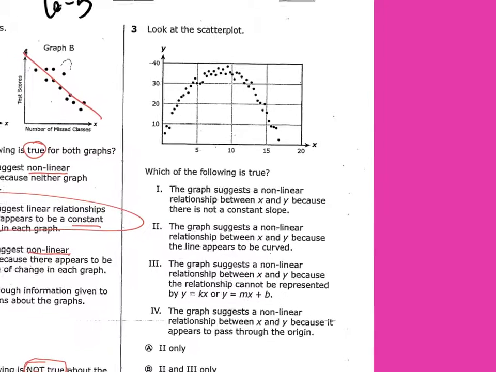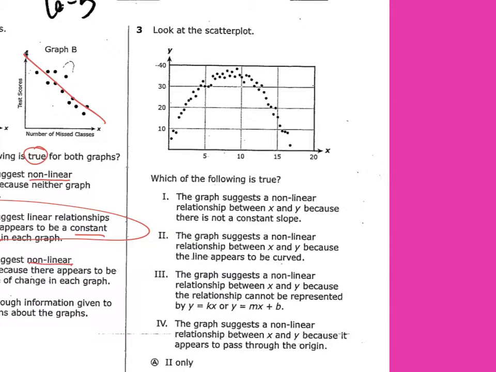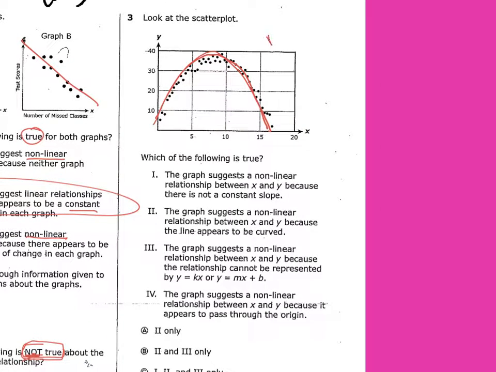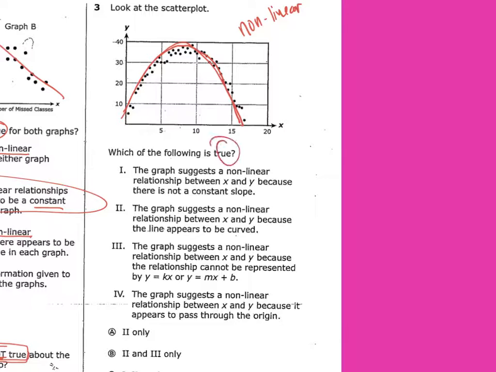Then number 3, look at the scatter plot. Which of the following is true? Okay, so the first thing I need to look at is the graph. So it's not going to be linear, and that's only because it curves. Like my points go up, they increase, and then they decrease. So keep that in mind. So we want to know that it's nonlinear. So which of the following is true?